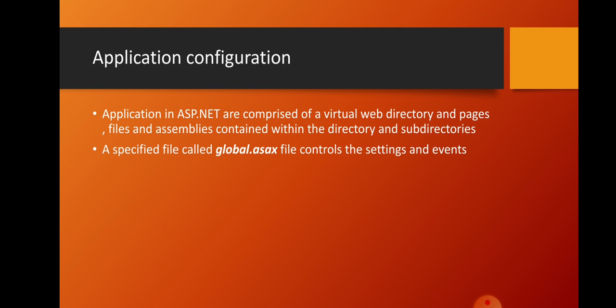We can define settings for the applications developed by ASP.NET. Also, we can write event handlers for application-wide events. They are done with a special file called the global.asax file, which contains the settings and events of web applications. Note it, students, the global.asax file consists of the configuration of the web application. We can change the settings and events in the global.asax file.